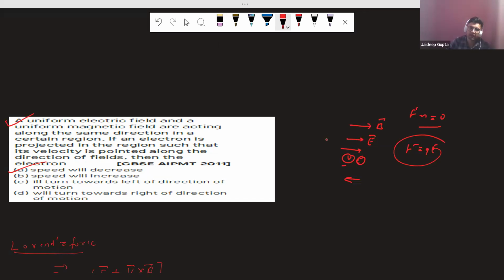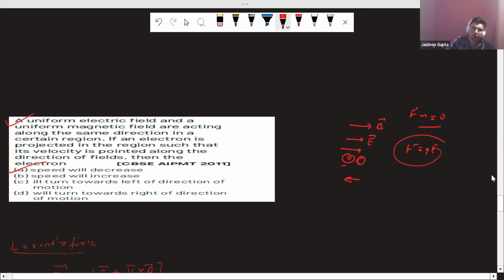I repeat, the magnetic field and electric field both are given in the question, and an electron is projected in the same direction. So the velocity is parallel to the magnetic field. There will be no magnetic force on it because theta is 0 degrees and sine 0 degrees is zero. So the magnetic force experienced by the electron will be zero. But there is an electric field also, so it will experience a force due to the electric field, but in the opposite direction. If it were a positive charge, it would experience the force in the same direction. So A is the answer.